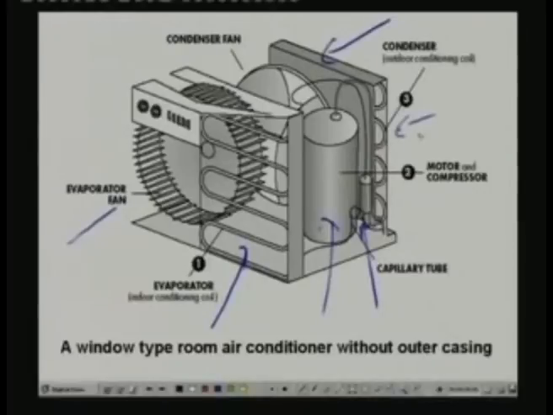Of course, you can also have what is known as a split type of air conditioning system, where the condenser and compressor are separated from the evaporator and the expansion valve. That means you can keep the condensing unit consisting of compressor and the condenser outside the occupied space, whereas this window air conditioner, you have to mount it in a window.